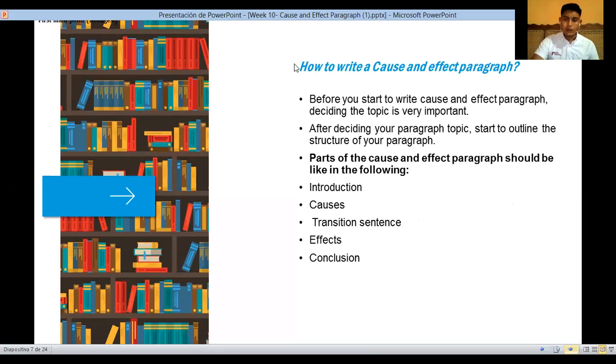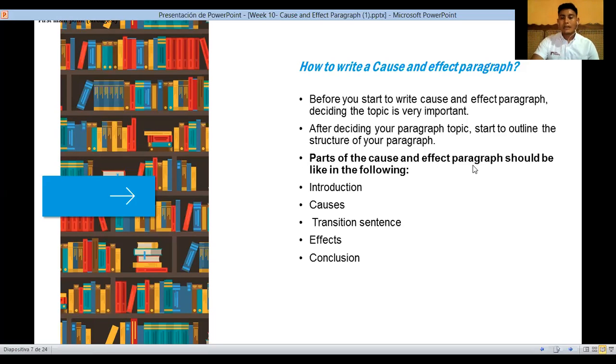Well, we have some steps on how to write a cause and effect paragraph. Before starting to write a cause and effect paragraph, deciding the topic is very important, because the topic must contain really interesting ideas among the causes that have consequences in the future. Well, after deciding your paragraph topic, start to outline the structure of your paragraph.